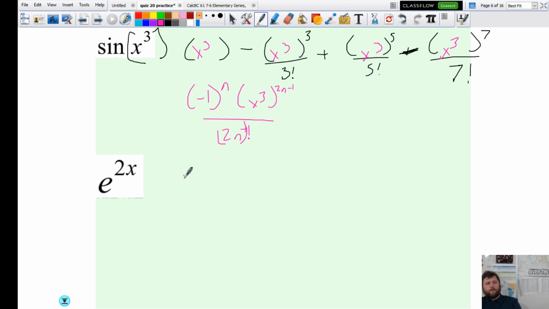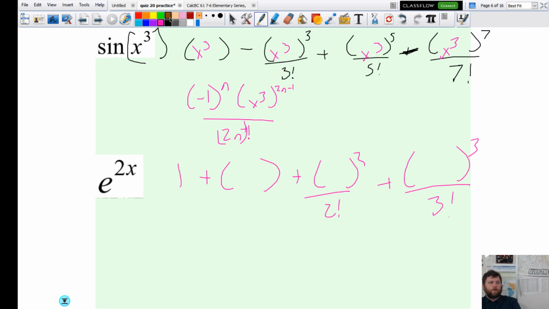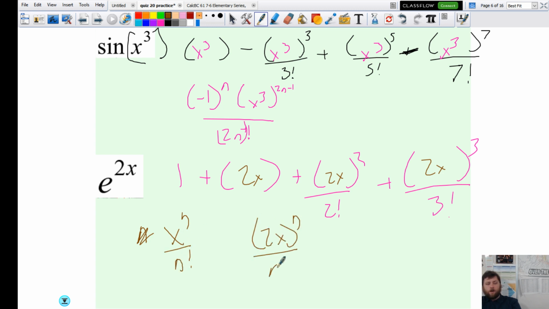Next one, e to the 2x. So this one starts out with 1 plus that something squared over 2 factorial plus that something cubed over 3 factorial. What's the something? 2x. That's all you have to do. What's the generic term? It's usually x to the n over n factorial, but in our case, it'll be 2x to the n over n factorial. There's your generic term.